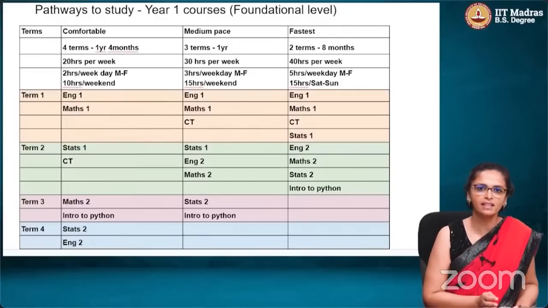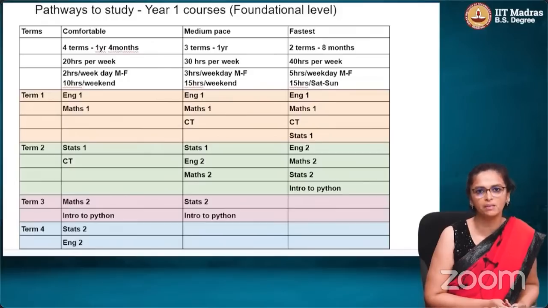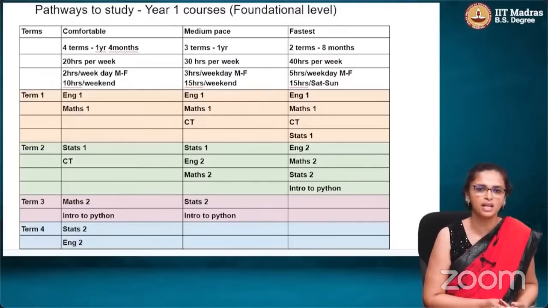So basically, let's see the column which is to the rightmost. We call it the fastest path. You can complete the foundation level of 8 courses in 2 terms or 8 months. Basically, this will require a commitment of about 40 hours per week from you of effort and study time, because there are 4 courses. On an average, we say that every course takes about 10 to 15 hours of study time. So at least 40 hours you should be making available to study if you want to do 4 courses from this level in a particular term, right?